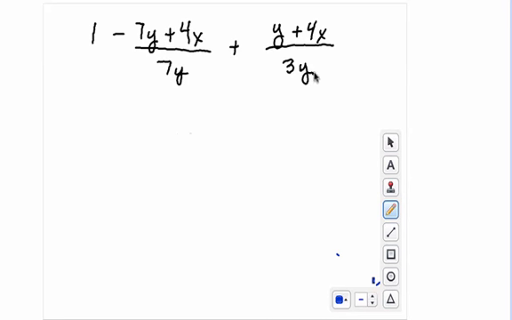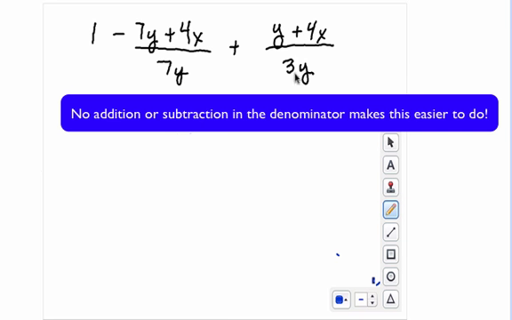When you're adding fractions together, you need to get a common denominator. This is also important if you're adding or subtracting a whole number, like 1, to your fractions. So you want to look at your denominators, and your first goal is to get a common denominator. And the nice thing about these is that there's no addition or subtraction.